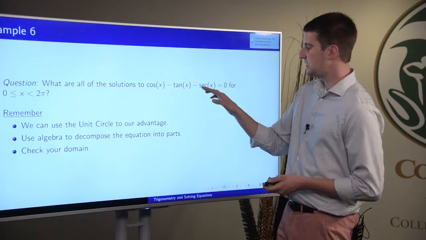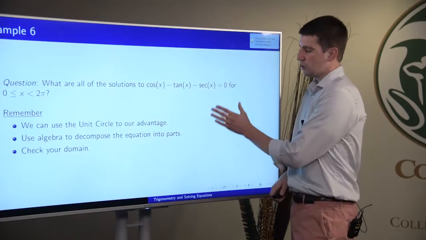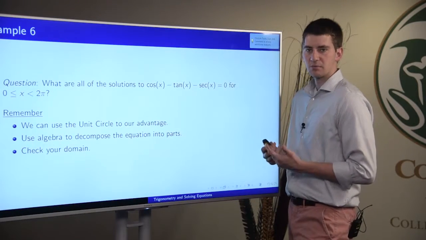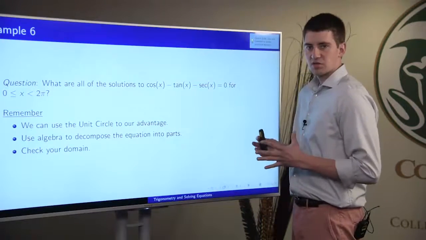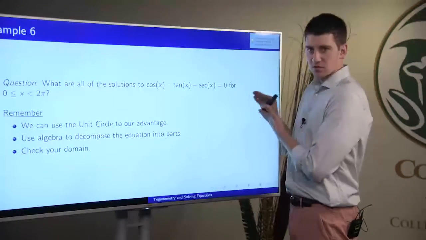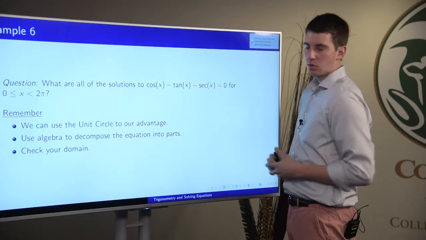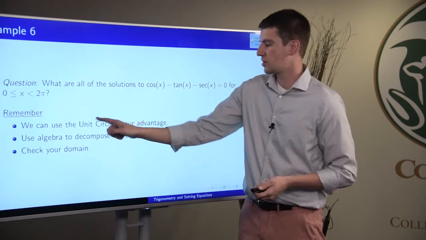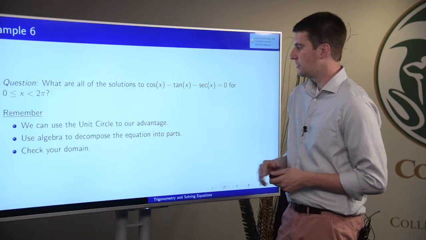So since we have secant, which is 1 over cosine, we could possibly have the denominator as 0 for a potential solution while we're algebraically manipulating it. So we just need to make sure when we get all of our solutions that everything actually holds.